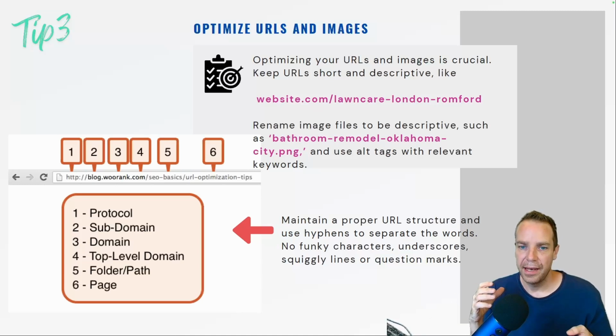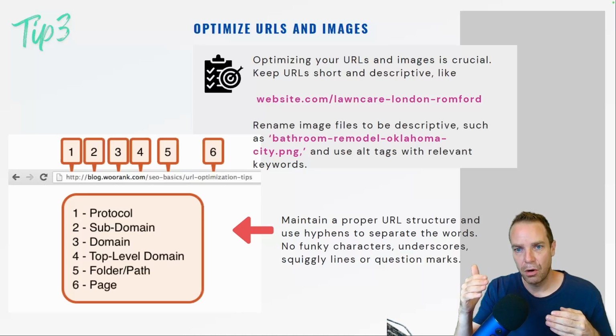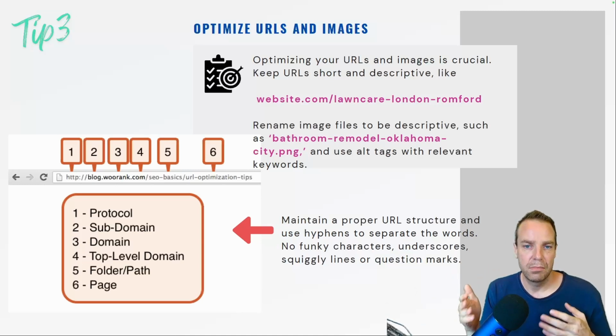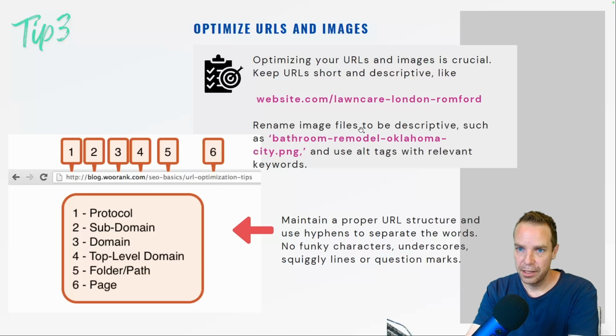The same also goes for your images, because when you put images on your website, the images have to be in a really good format. Make sure that your file format before you upload your images is optimized. Here you can see: rename image files to be descriptive, such as bathroom remodel Oklahoma City.png, and use alt text with relevant keywords.